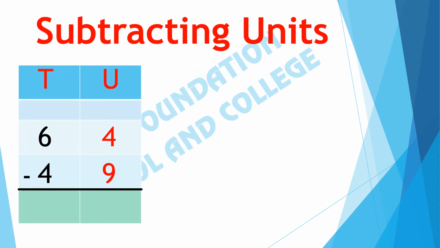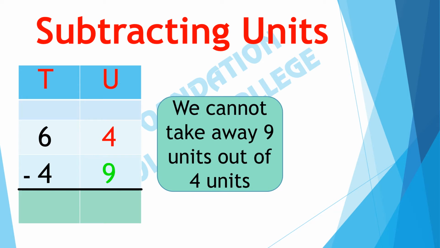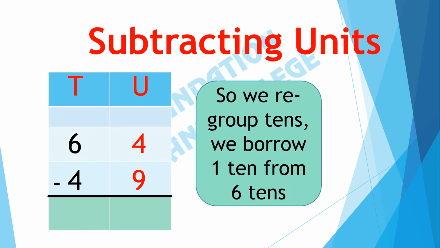First of all we will subtract the units. As we can see that we have to subtract 9 units out of 4 units. But we cannot take away 9 units out of 4 units. So, what will we do now? We will regroup the tens. We borrow 1 ten from 6 tens. From 6 tens, if we take 1 borrow, here we are left with 5 tens.